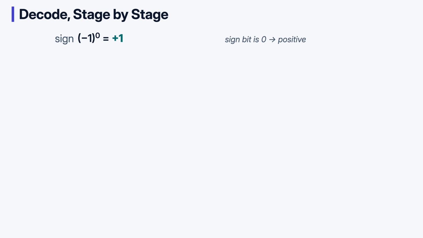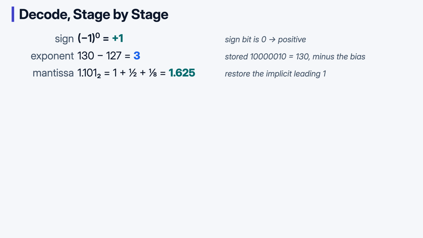Stage 1, the sign. The sign bit is 0, so -1 to the power 0 is +1. The number is positive. Stage 2, the exponent. The stored field 1000010 is 130. Subtract the bias of 127, and the true exponent is 3. Stage 3, the mantissa. Restore the implicit leading one to get 1.101 in binary. That is 1 plus 1/2 plus 1/8, which equals 1.625.